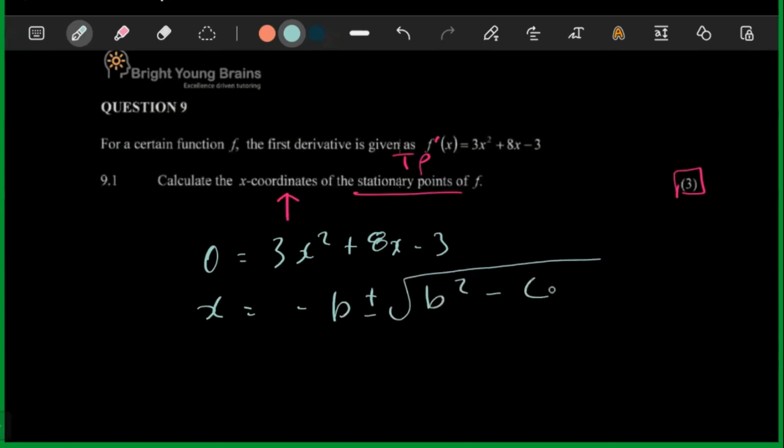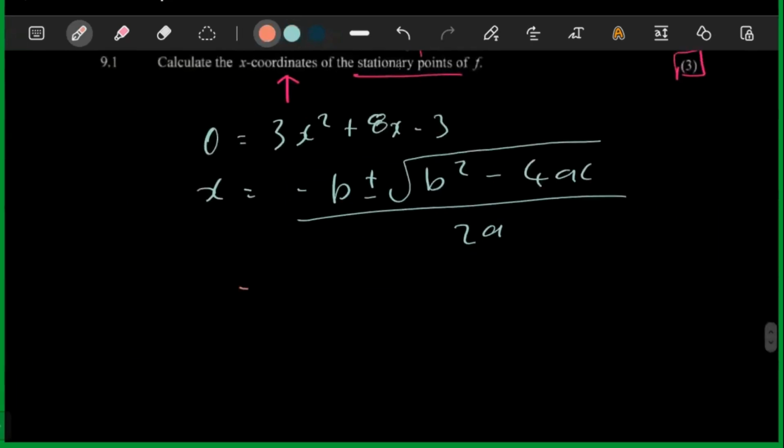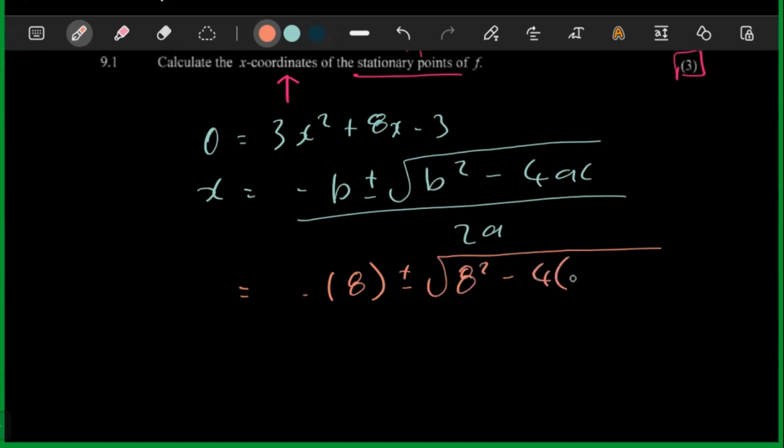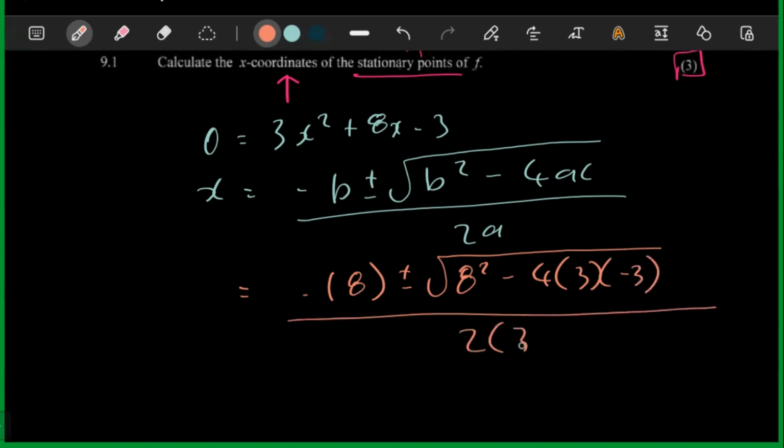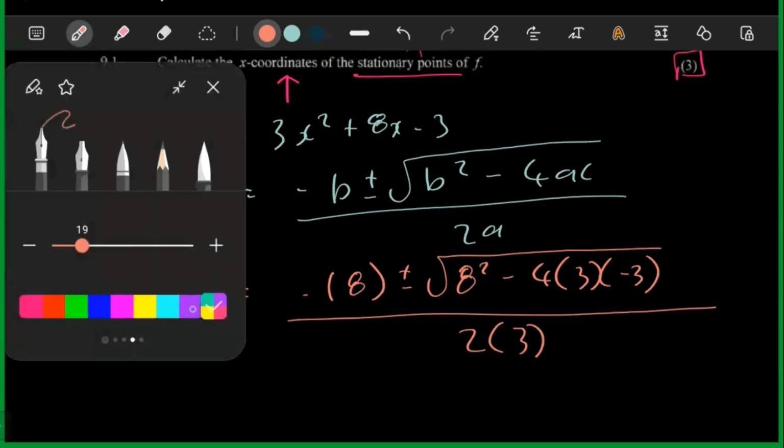B squared minus 4ac, holding on to a. And here we have minus b plus or minus the square root of b squared minus 4ac. B is like 8, squared, minus 4 times a, which is 3. C is like negative 3. A is like 3, and then what do we have now?